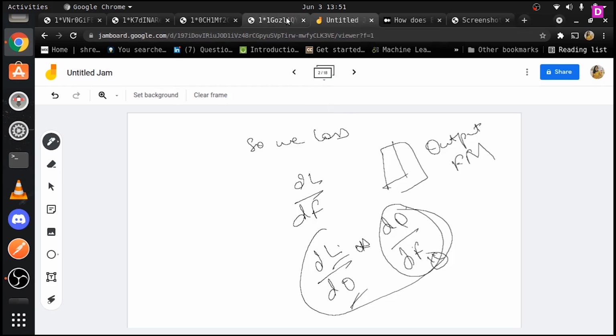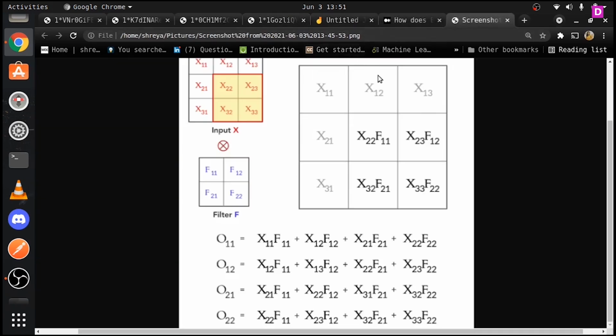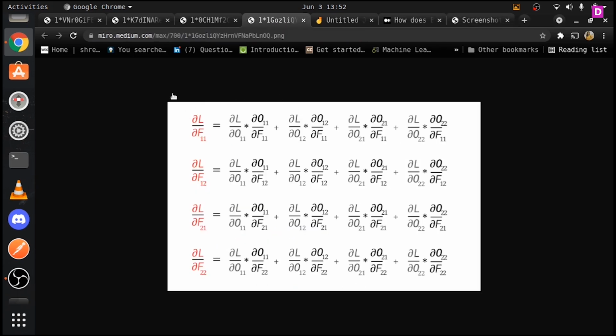Since all the outputs will be using the F11, the same values of the filter, what we will do is basically differentiate all of these with the same F11. So you will have differentiation of O11 with respect to F11, differentiation of O12 with respect to F11, O21 with respect to F11, and so on, in the same way for everything else, and then we will finally add the whole thing up. So this is how we get the differentiation values.